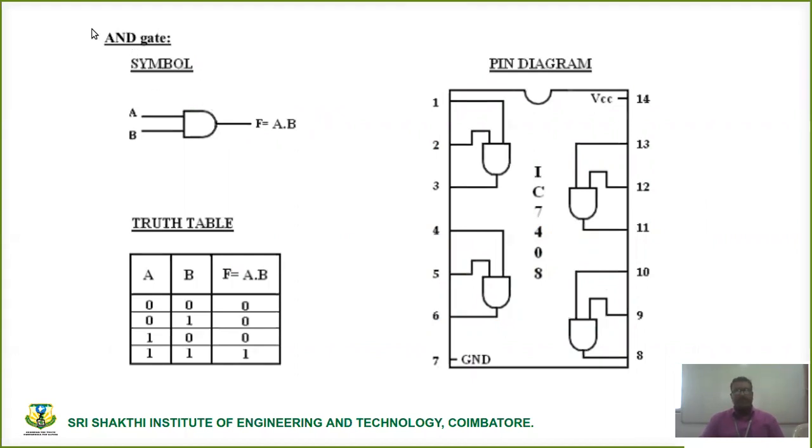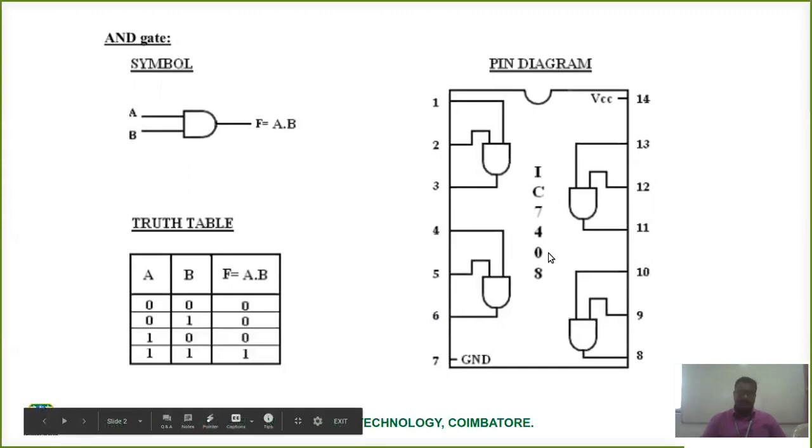So first of all is the AND gate. This is the symbol of the AND gate, a two input AND gate, A and B, and the output will be F equal to A dot B. Here this dot indicates the AND symbol. Dot will be the AND symbol. This is the pin details of the AND gate, 7408.